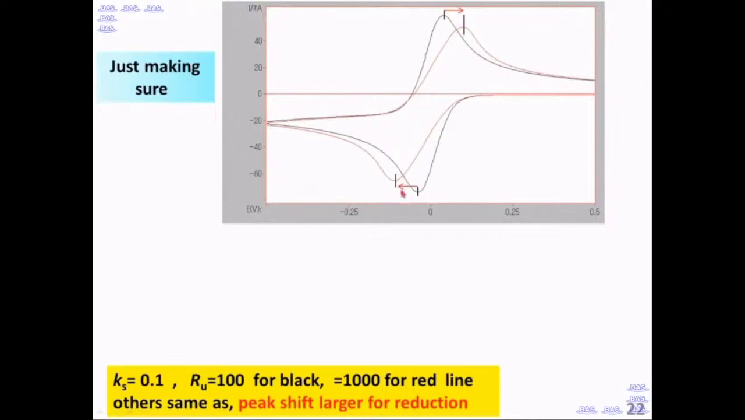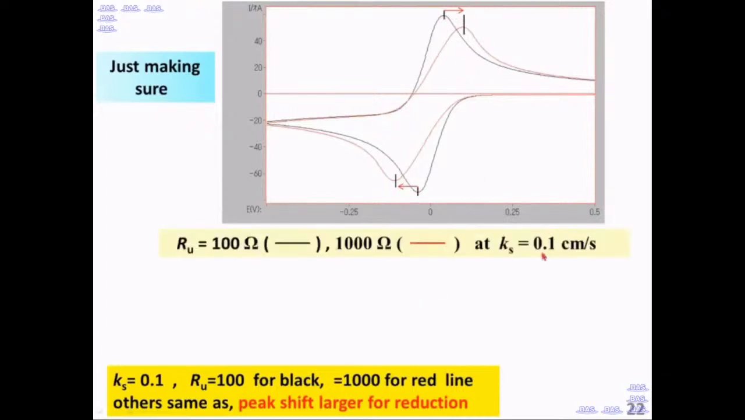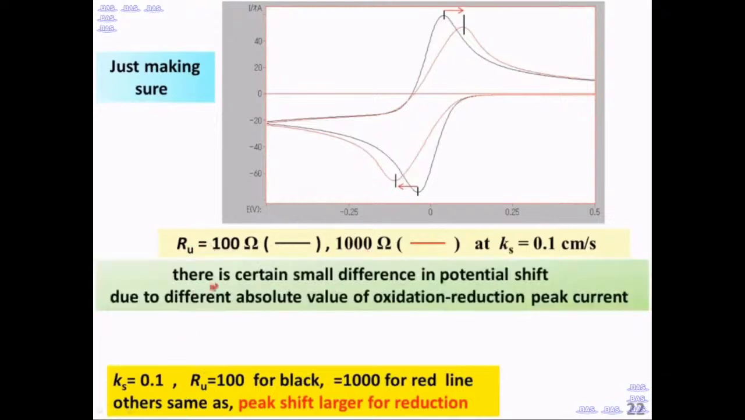So this potential difference reflects the real current magnitude, so there is a minor difference. The case is 0.1, fast electron transfer, with this small uncompensated resistance and this 10 times. There is a certain small difference in potential shift. This small difference is due to the different absolute values of the oxidation and reduction peak currents.